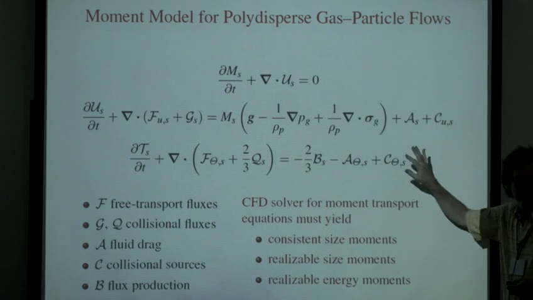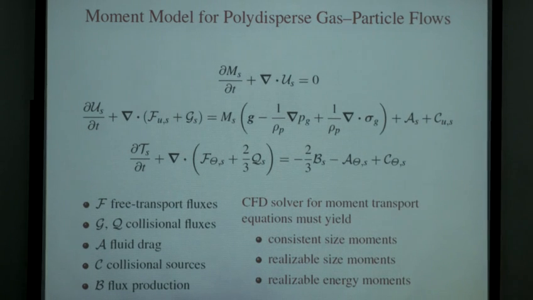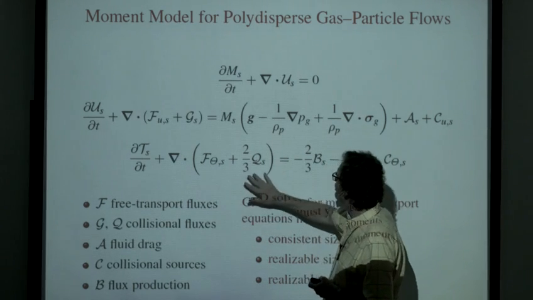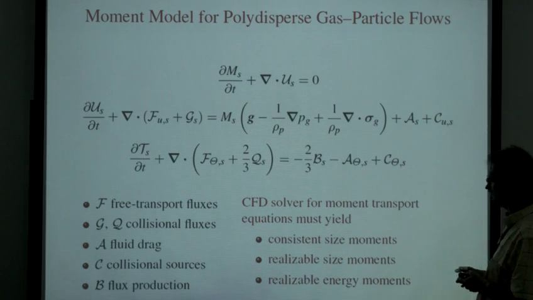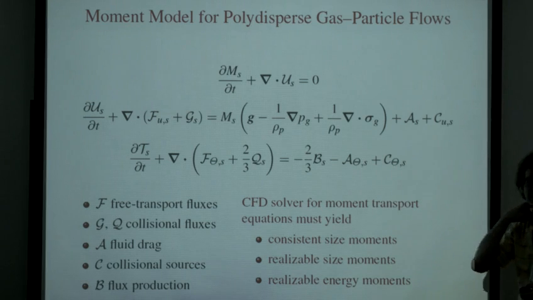I just write it as AS as a source term. And you have a collisional source term that tells you how the momentum is moved between different sizes. And likewise for granular temperature, you have free transport, you have collisional fluxes, you have a production term due to flux, a loss term due to drag, and you have a collisional source term.